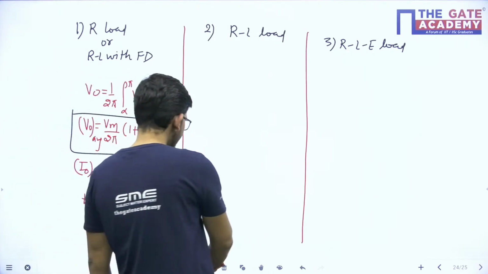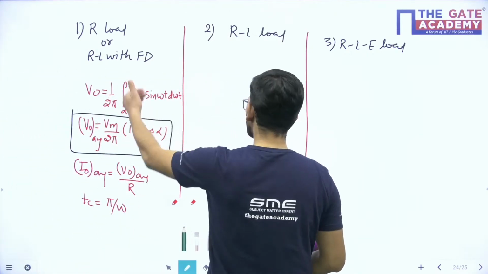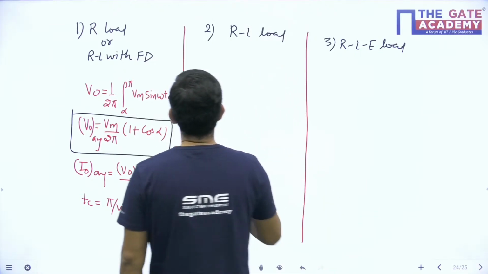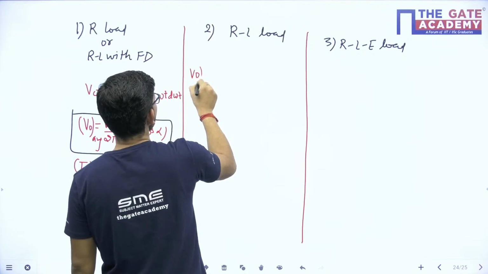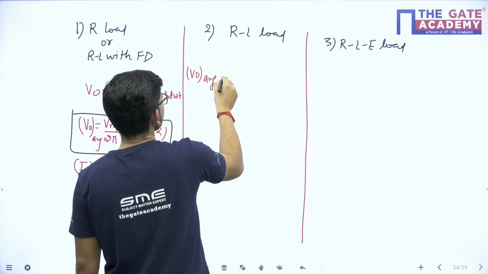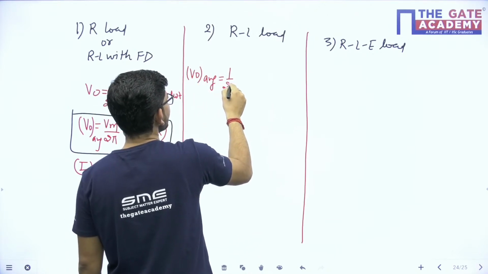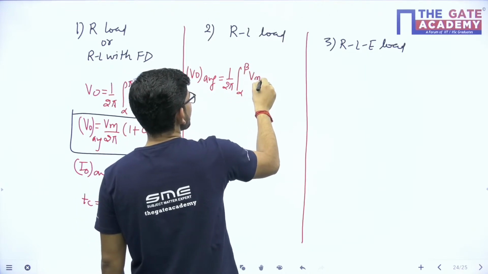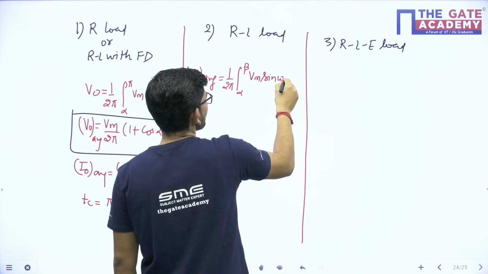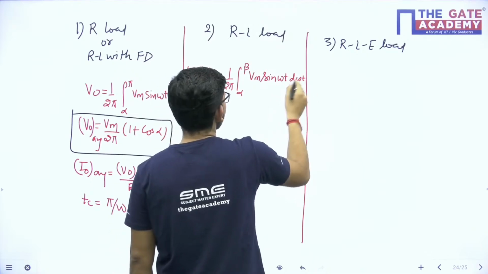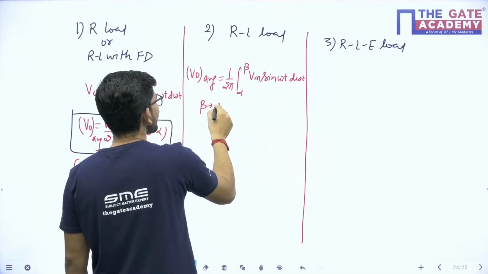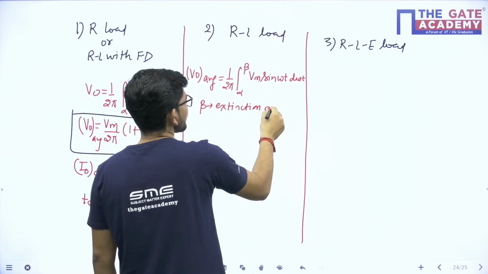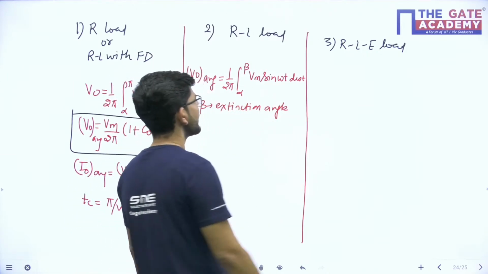So you know the limit of integration in all the cases. In case of RL load, the output voltage V naught average will be 1 upon 2 pi, with the limit of integration from alpha to beta, Vm sin omega t d omega t, where beta is known as the extinction angle.